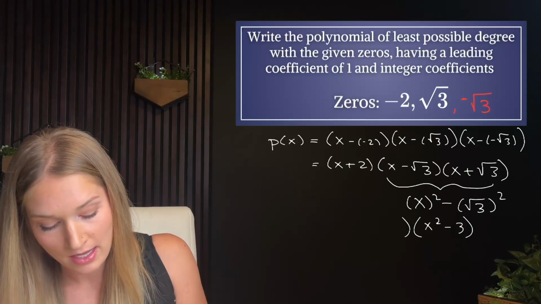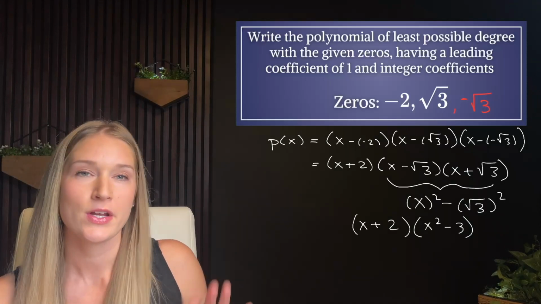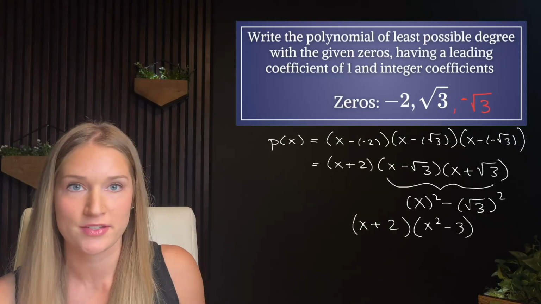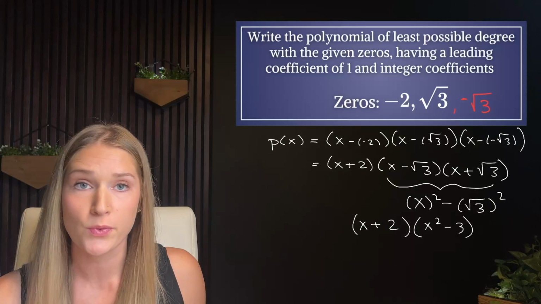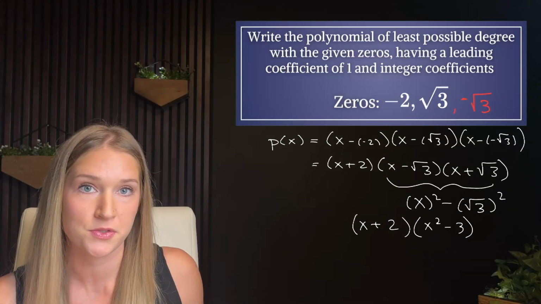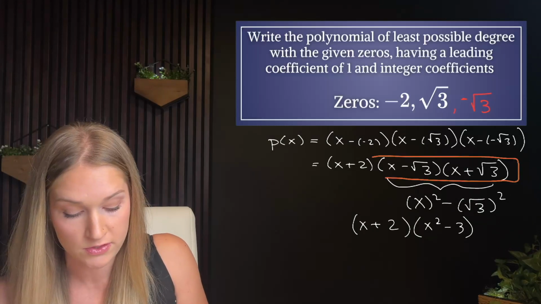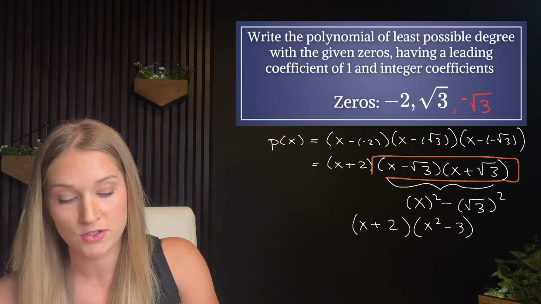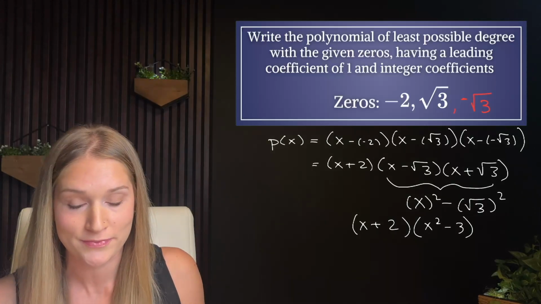And then I still have that first factor of x plus 2 that I need to multiply. Now, if you're not comfortable with that process of using the difference of squares, you are more than welcome to just either use FOIL or distribute to multiply those two together. But I would definitely multiply these two together first before you bring in that x plus 2 because they do simplify really nicely and you won't have to deal with radicals for long.